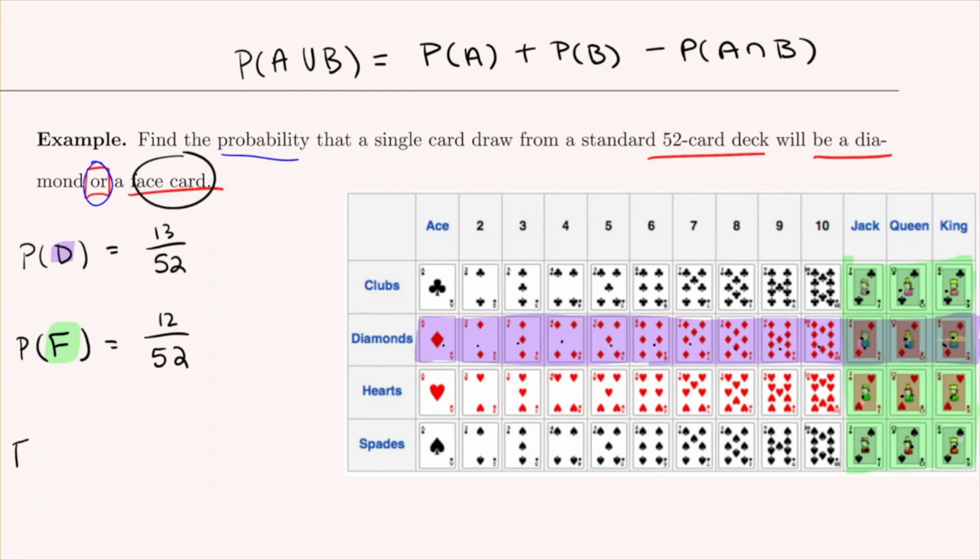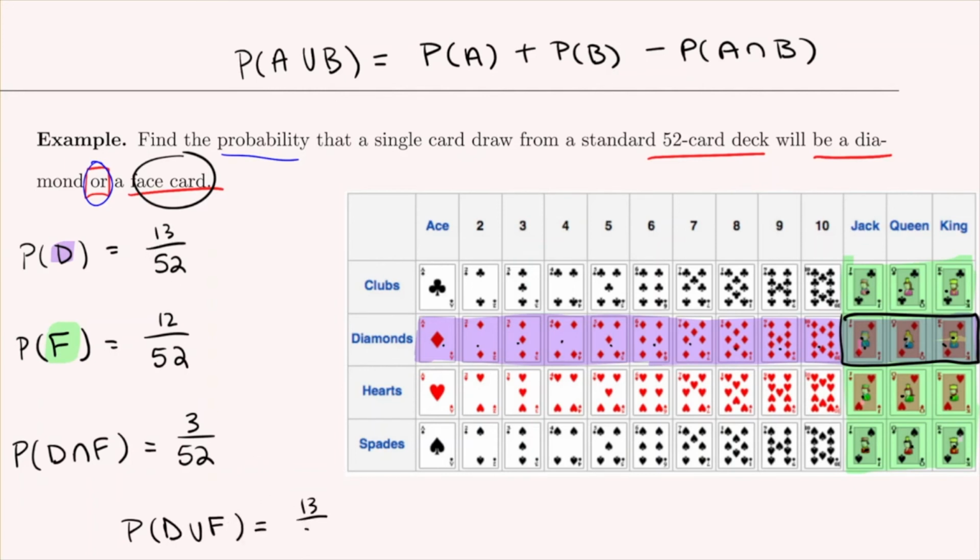So in terms of the number of diamonds and face cards, what's their overlap? There are 3 cards in the overlap. So it's 3 out of 52 cards is our overlap. Then we use our formula. The probability that I would get a diamond or a face card is the probability that I get a diamond, which is 13 over 52, plus the probability that I get a face card, which is 12 over 52, minus the probability that I get a diamond and face card, which is 3 over 52.